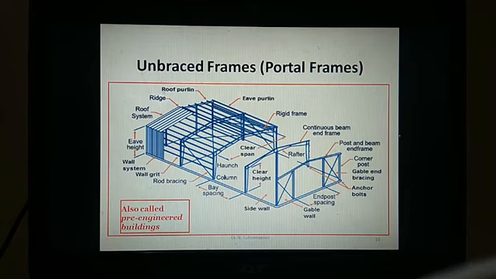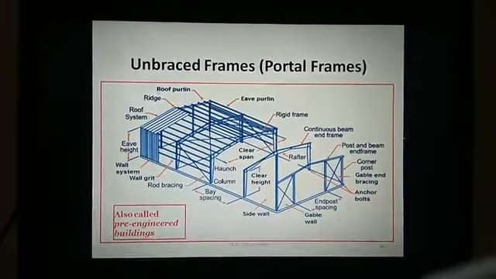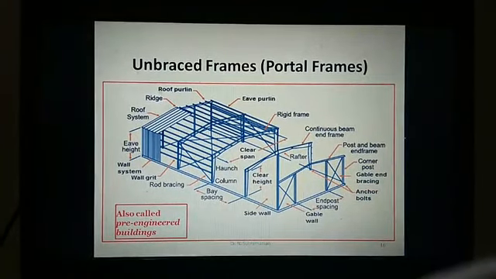can also be called an unbraced frame, right? So here this is the unbraced frame, right? So you can see the different components of these unbraced frames. Like again, there will be a roof purlin, there will be a ridge, there will be a roof system. The only thing is your truss member will be completely a pre-engineered section. Okay, so it will be an I section, which is pre-engineered, and all the sections are tapered sections. So there won't be any prismatic sections.